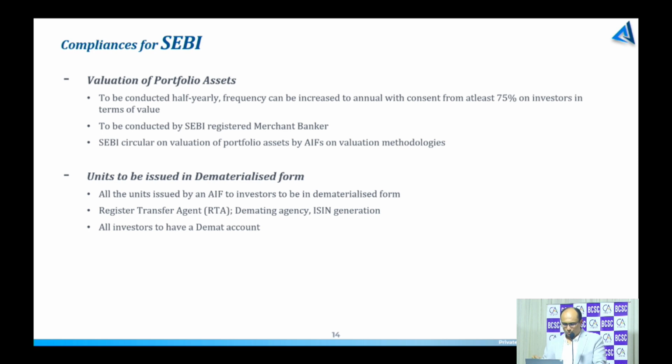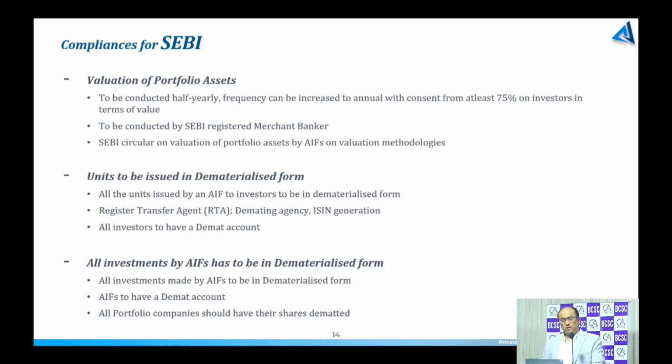So you have to enable those ISINs and get your RTAs on board for your units. This is for my incoming investments that my investors need to be issued. For my outgoing investments as well, all investments have to be in dematerialized form only.